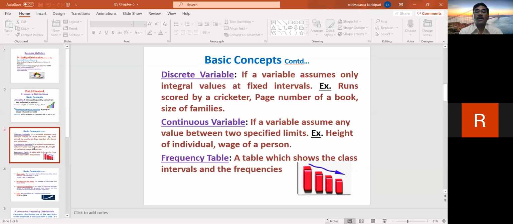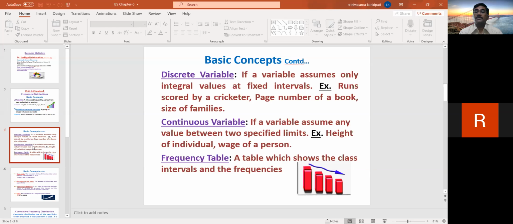Here, heights of individuals and wage of a person can also be taken as examples. Next, you have the frequency table. I already explained it many times in previous classes. It is a table which shows the class intervals and the frequencies. Both continuous series and discrete series can have frequencies. There are basically two types of frequencies, discrete frequencies and continuous frequencies. Of course, univariate and bivariate also exist.